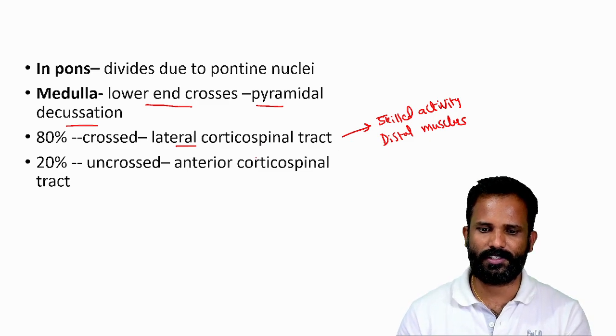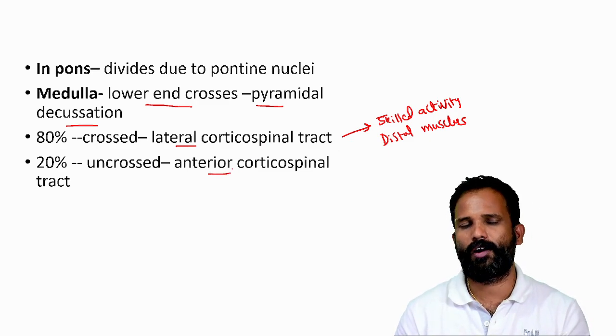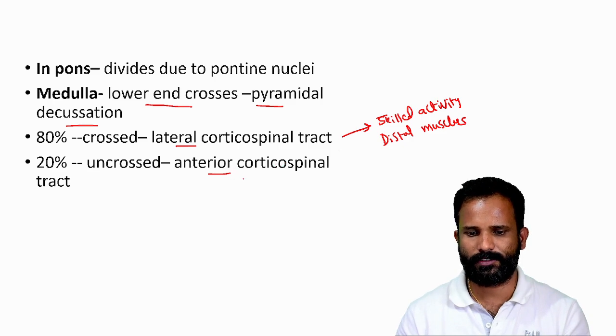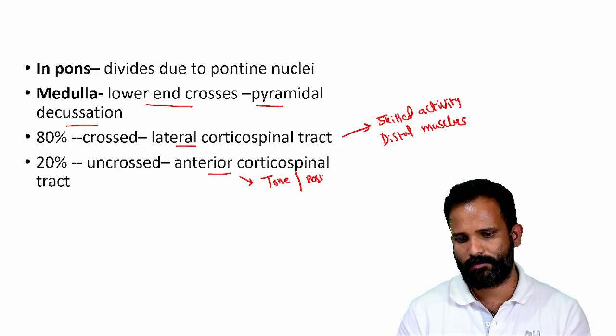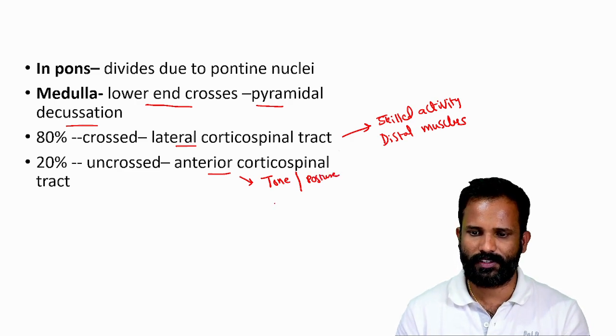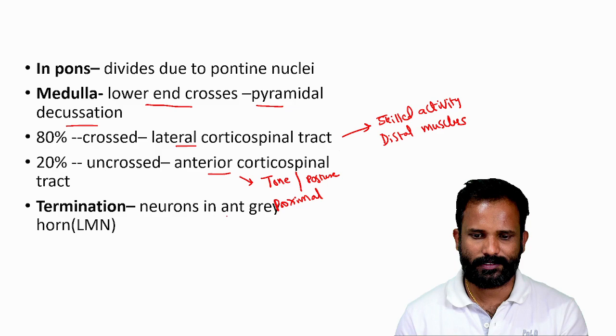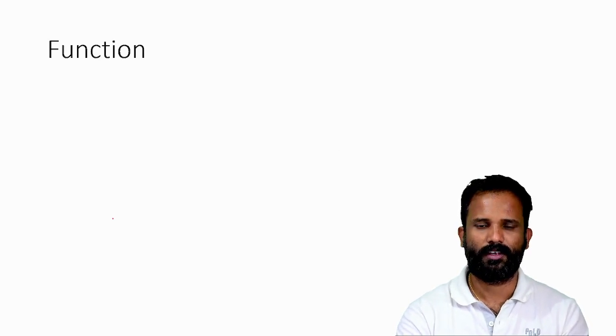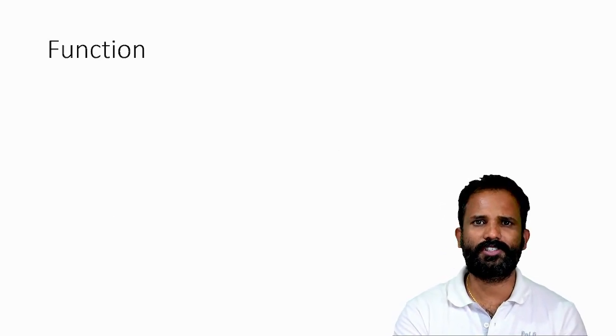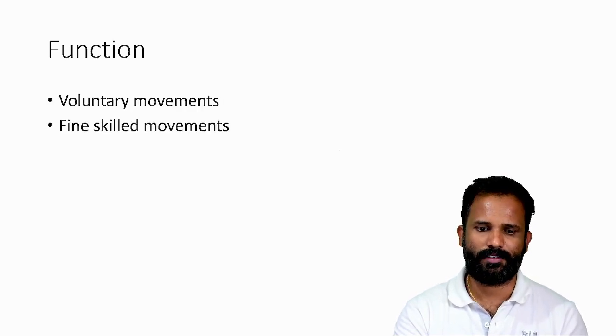And the 20% uncrossed forms the anterior corticospinal tract, which is concerned with tone or posture because it is concerned with the proximal muscles, and they terminate in the anterior gray horn of the spinal cord, which is called the lower motor neuron. What is the function? The function of the corticospinal tract is mainly control of voluntary movements as well as fine skilled movements.